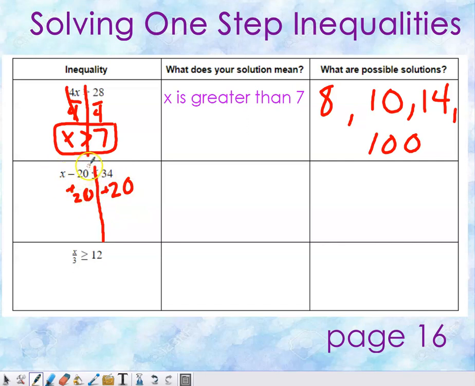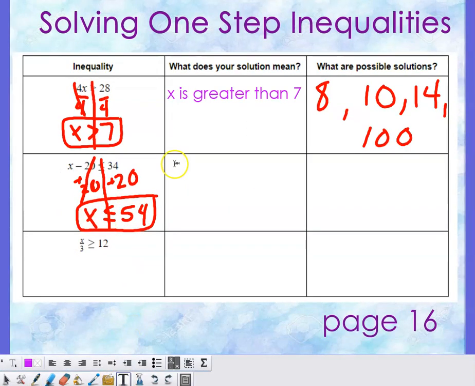Okay? Opposites cancel. Over here, we're left with x, and it's not an equal sign, right? It's an inequality sign. It's less than or equal to, and then 34 plus 20 is 54. So x is less than or equal to 54. That should be our final answer. What does our solution mean? You just need to write what it means. X is less than or equal to 54. That's what that means.